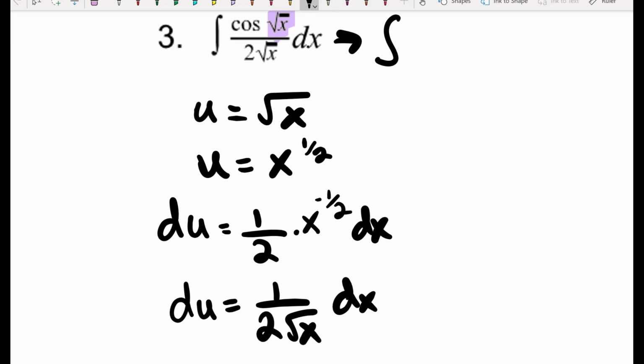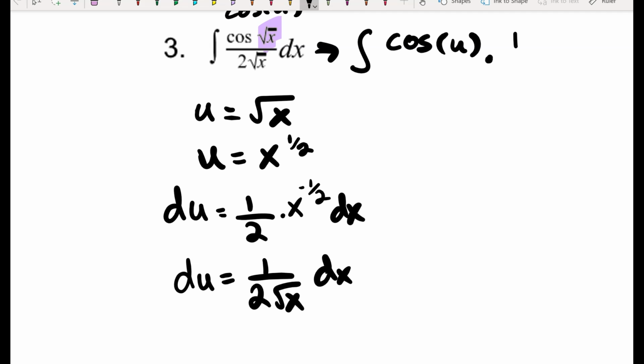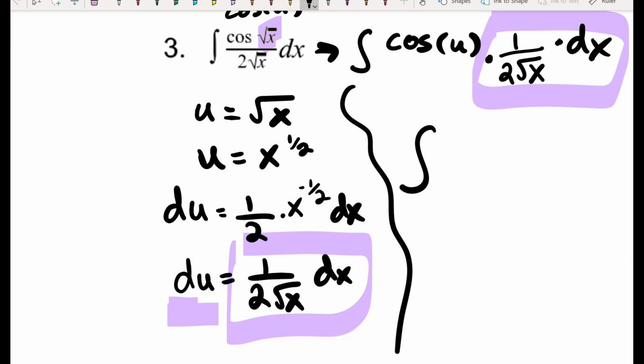So what I see here is that I currently have cosine of u. And if I rewrite it, I'm just going to separate this to see what I still have here. I still have a 2 times radical x in the denominator, and I still need to get rid of that dx, which should be pretty satisfying because that's precisely what du equals. Right, so the fact that I had 2 radical x in the denominator really doesn't complicate things because I could just replace all that with du.